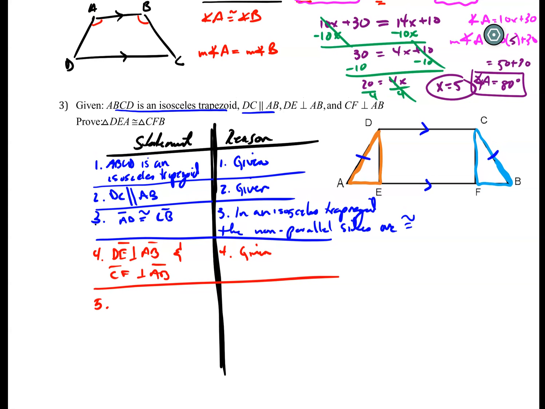Well, if DE is perpendicular to AB and CF is perpendicular to AB, that means I've got right angles. And again, I'm specifically going to highlight these two because I want the ones inside. So I can't just say angle E and angle F, too vague. So I'm going to be more specific. I'm going to just number them. So I'm going to say angle 1 and angle 2 are right angles. And my reason is because perpendicular lines form right angles.